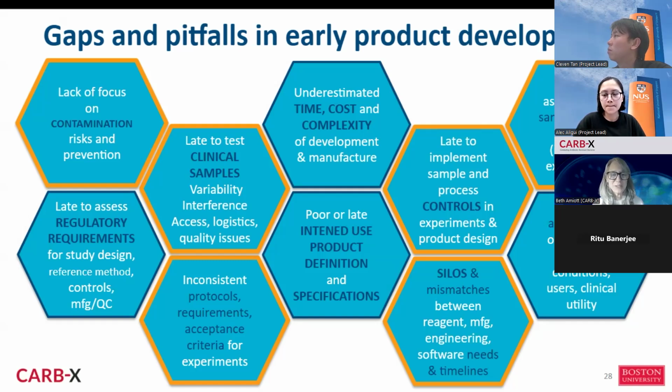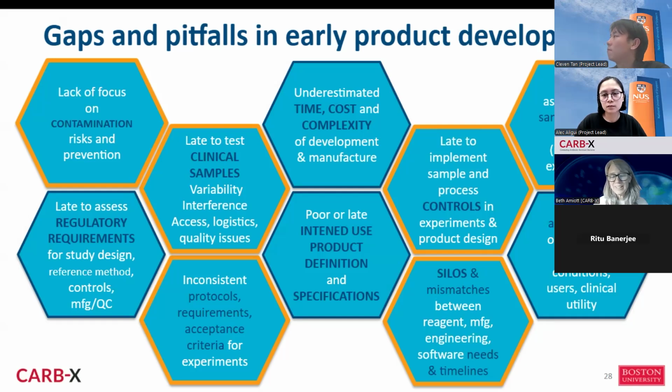Similarly, down in the lower left, having consistent protocols and acceptance criteria while you're doing experiments so that you can interpret as you progress through your optimization and development process. And looking for silos or mismatches between your different groups that are building your product. If you have reagents, if you are building an instrument, if you're building software, make sure those teams are working together, not only for the details of the work, but also their timelines and their dependencies upon each other in order to make those timelines line up with each other.